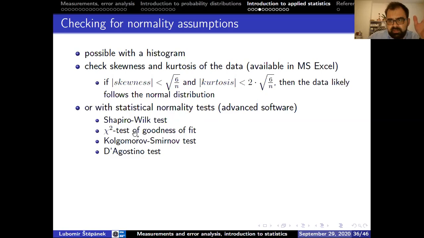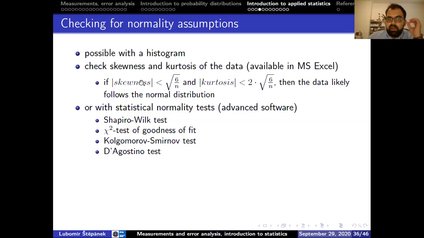So Shapiro-Wilk, chi-square test of goodness of fit, Kolmogorov-Smirnov, a very traditional one, D'Agostino omnibus test, and so on. But these, as I told you, require some special software. What could be done in Microsoft Excel instead, besides the histogram checking, is calculating skewness and kurtosis of the data. In Excel, there is just a function for skewness and kurtosis. These two properties are typical properties of the normal distribution.